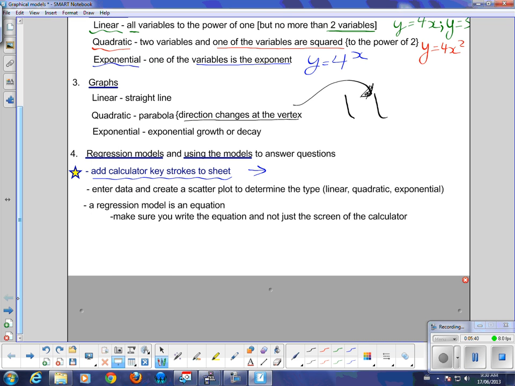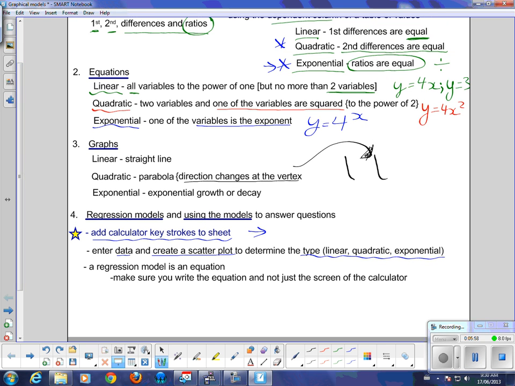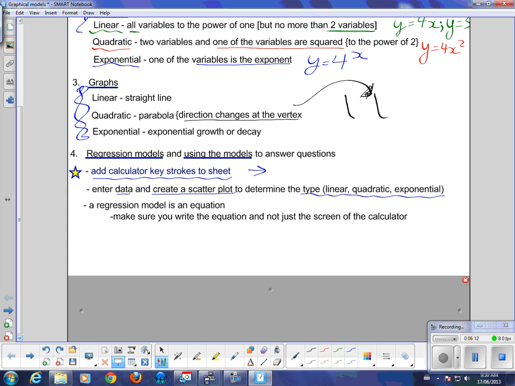Also, make sure that you know how to enter the data and create a scatter plot. The reason you have to create a scatter plot, because obviously I'm not going to see your graphing calculator, is for you to determine the type. After you've created it, you would compare it to the list from number 3. Does it look like it's changing directions? Is it a straight line? Remember, because it's a scatter plot, everything's not going to be perfect, but you should be able to make an intelligent, educated decision about what kind of relationship it is.